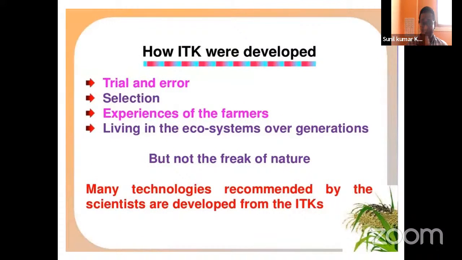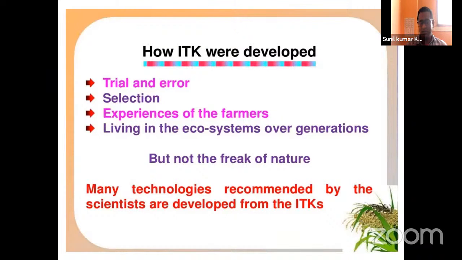How were ITKs developed? They may be developed by the trial and error method. They may be developed by selection itself. They may be developed by the experience of particular farmers in their particular community, and by living in the ecosystem. So if you are observing that when this plant has come, other insects are not coming, it can be used as a trap crop or as a prevention crop for many of the crops.